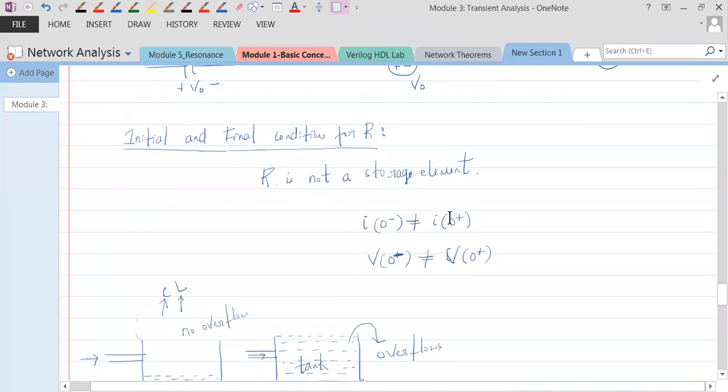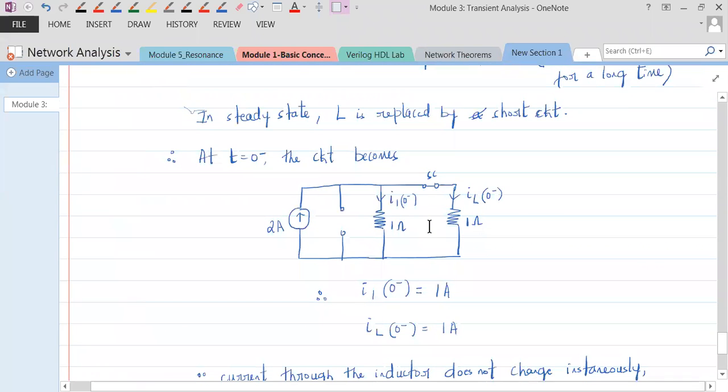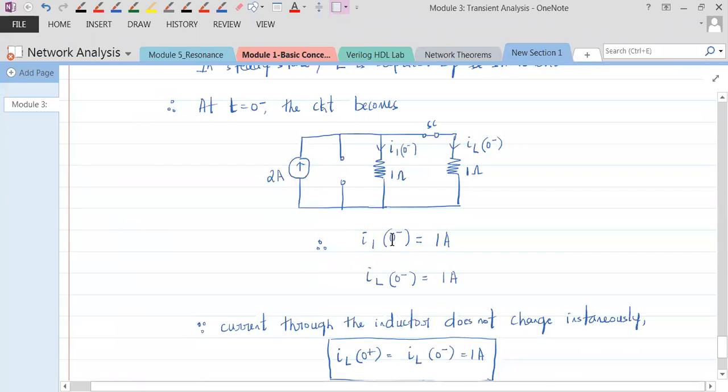I of 0 minus is not equal to I of 0 plus. That means the current through the resistor changes instantaneously. Voltage also changes instantaneously. That's why I of 0 minus is not equal to I of 0 plus. So we cannot say I1 of 0 minus is equal to I1 of 0 plus, because this is a current through the resistor.